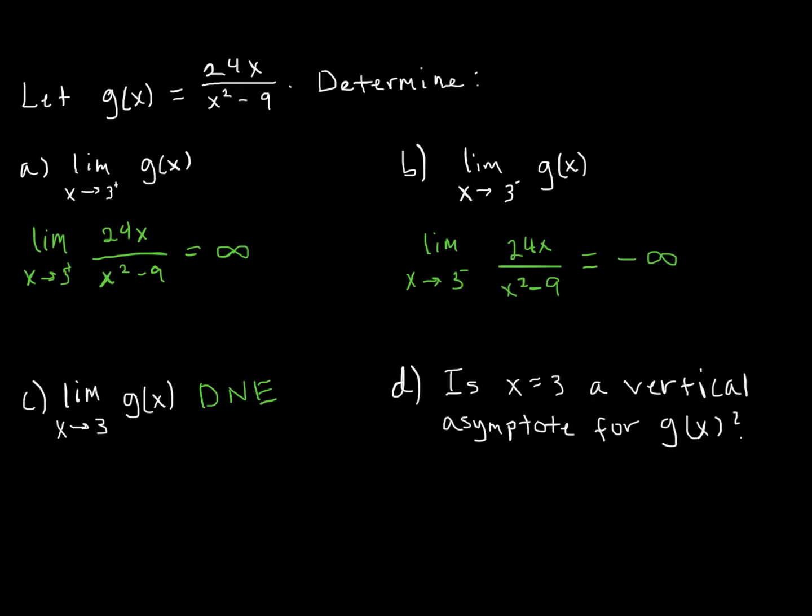And so last but not least, we want to know if the line x equals 3 is a vertical asymptote for g of x. And if we just think back a couple minutes ago to how we defined vertical asymptotes, either the left or the right hand limit had to be equal to either positive infinity or negative infinity. And so we overqualify, so to speak. We have more than one of those match up and hit for us. So this definitely is a vertical asymptote for g of x.